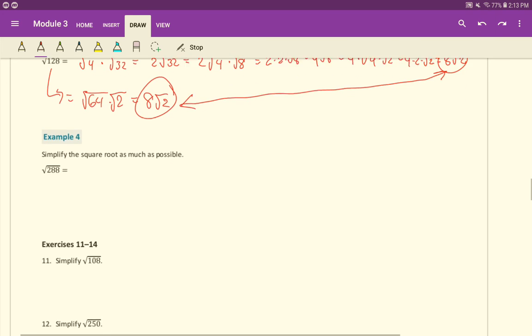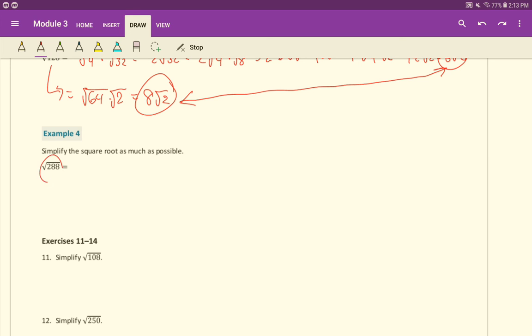Let's do one more here. The square root of 288. All right, so you could divide by 4, but I see it's divisible by 144 here. And 144 is 12 squared, so it's going to be 12 times the square root of 2.